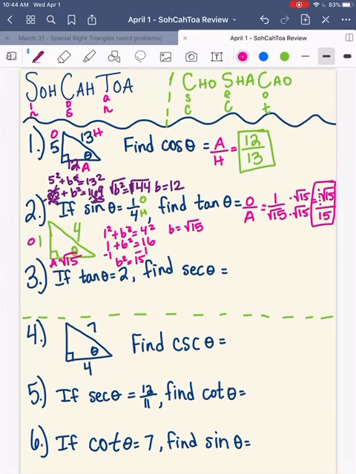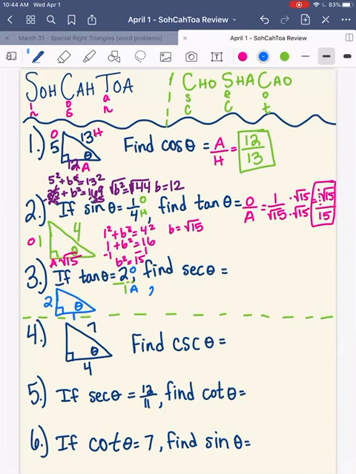The first thing is, if tangent of theta equals 2. Well, first of all, you have to have a fraction because tangent is O over A. So we're going to make it a fraction by putting a 1 under it. Okay? Now we can say tangent is O over A. And now let's draw our triangle. Okay, so our O is 2, our adjacent is 1. So let's do Pythagorean theorem.